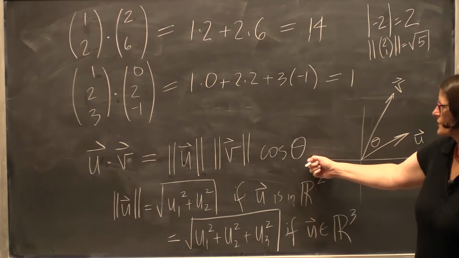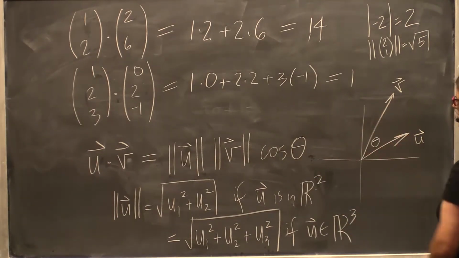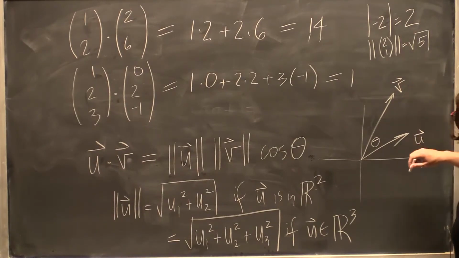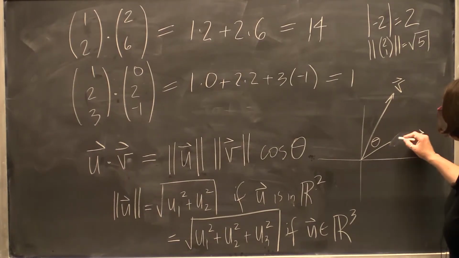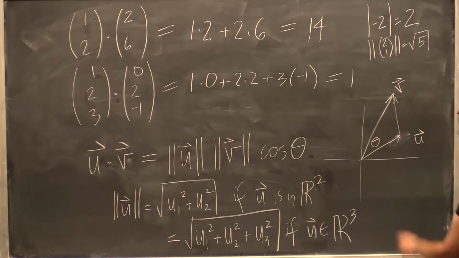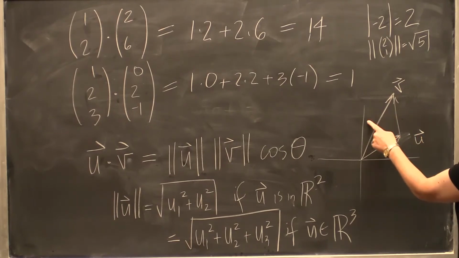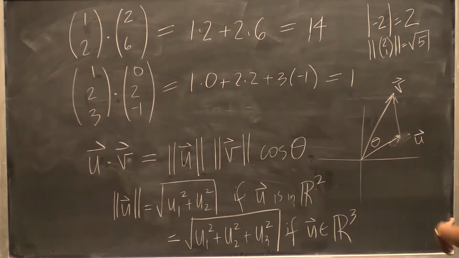So if you're in R2, this is quickly and easily done using the law of cosines. The law of cosines had to do with how to relate the cosine of this angle to the length of this, the length of that, and the length of that. The law of cosines is a generalization of Pythagoras' theorem.